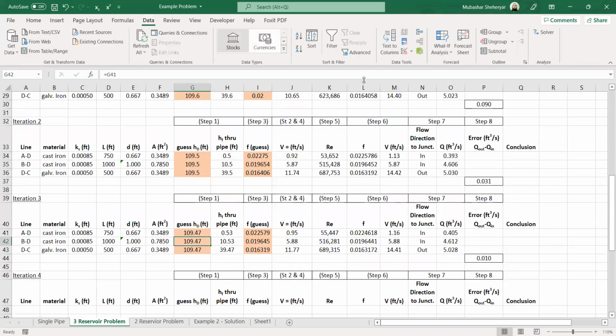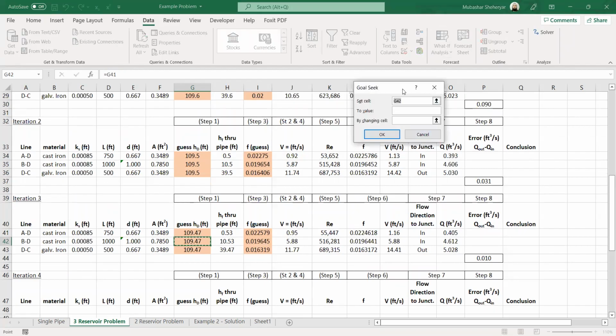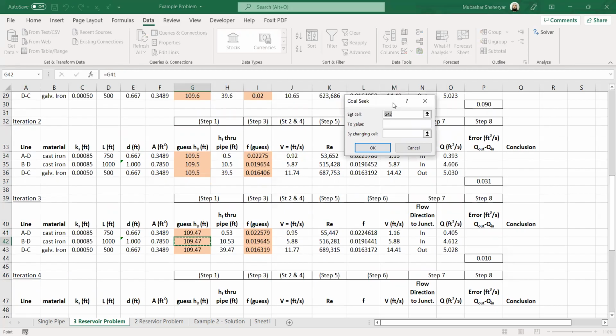To calculate it automatically, you can do it by Goal Seek. Goal Seek is a tool in Excel. We can easily calculate iterative problems. So I am setting the set cell. The objective is to keep this value at 0 by changing this value. So it will automatically change the value of the pressure head, and we will get the required answer.